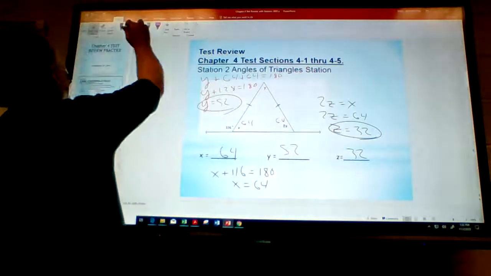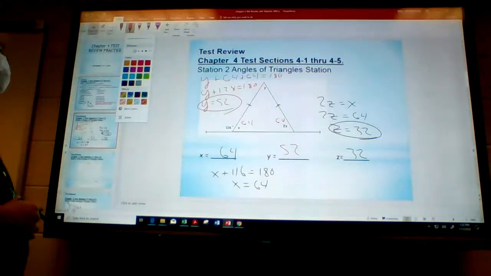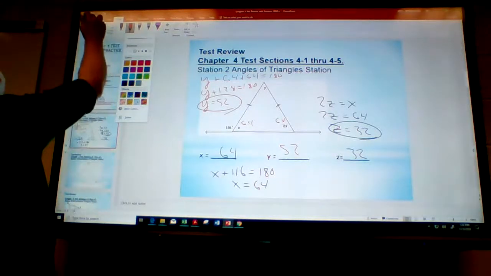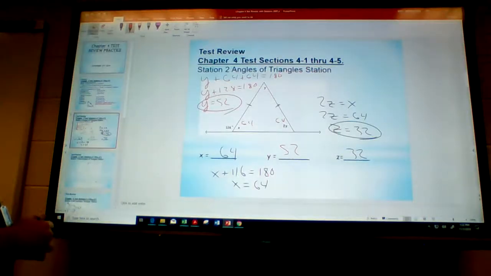All right, and I'm going to change that color because, as you know, I don't like orange, but I had to do it anyway because that was the example. Okay, so we got that.